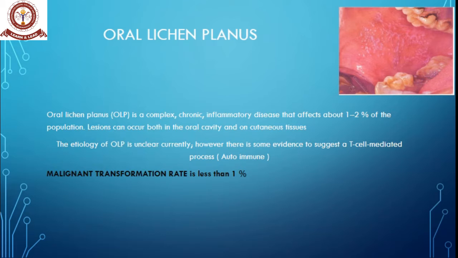Though the etiology of oral lichen planus is unclear, there is evidence saying that it is an autoimmune disease, and that too, a T cell mediated autoimmune disease. The malignant transformation of oral lichen planus is quite low, that is, less than 1%. So it shows it's a low risk lesion.